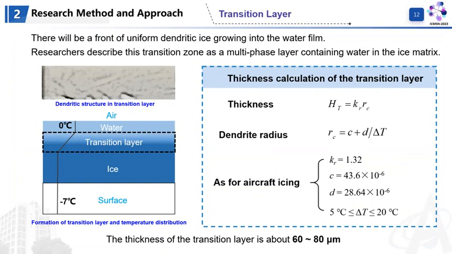There will be a front of uniform dendritic ice growing into the water film, and researchers describe this transition zone as a multi-phase layer containing water in the ice matrix. In fact, between the water film and glaze ice, the temperature of the transition layer changes linearly, and the thickness of the transition layer is related to temperature gradients and can be calculated.